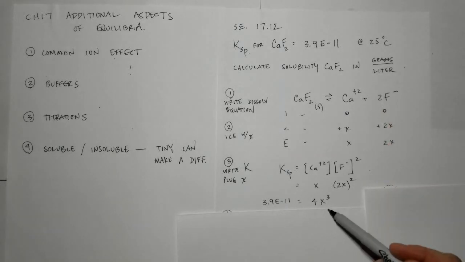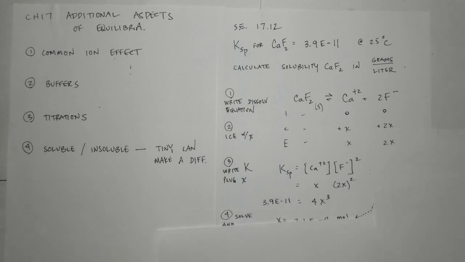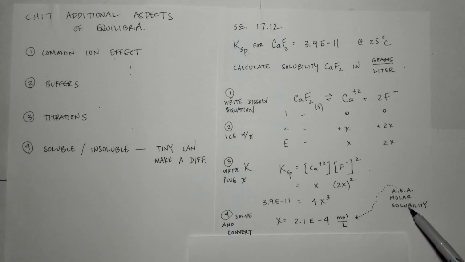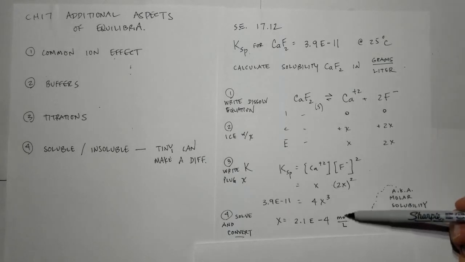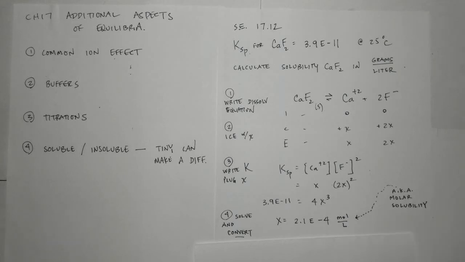And now we can solve for X by dividing both sides by 4 and taking the cube root. So when we solve for X, we end up with 2.1 times 10 to the negative 4th moles per liter. And notice that this is the molar solubility. Now we have to convert to the grams per liter. We're in moles per liter right now, but we want grams per liter.